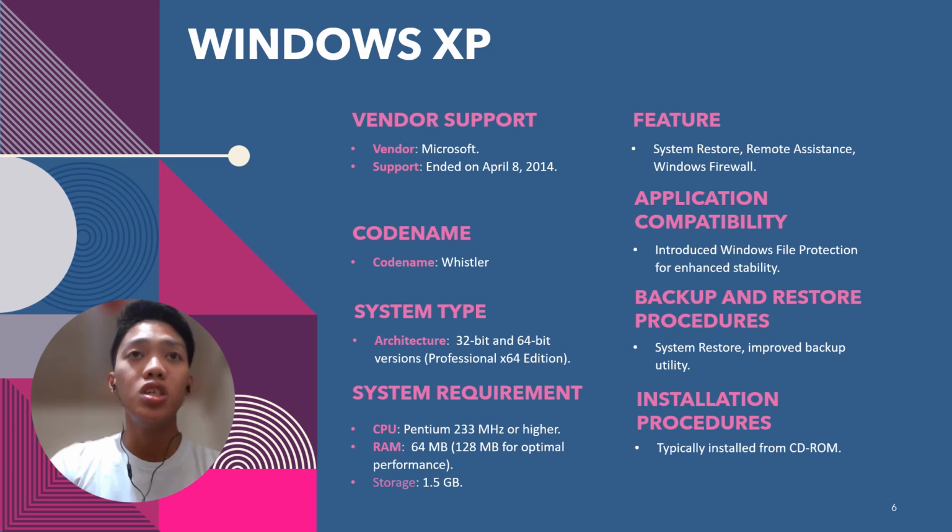Backup and restore procedure: System Restore and an improved backup utility. The inclusion of System Restore and an improved backup utility gave users better tools to manage system stability and data protection. Installation procedure: typically installed from CD-ROM. CD-ROM installation continued to be the standard, offering a more convenient and faster installation process compared to previous versions.